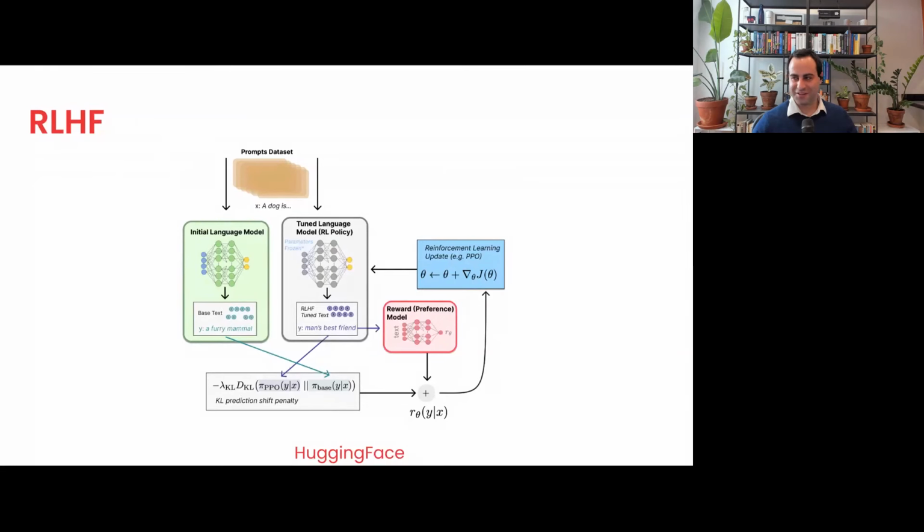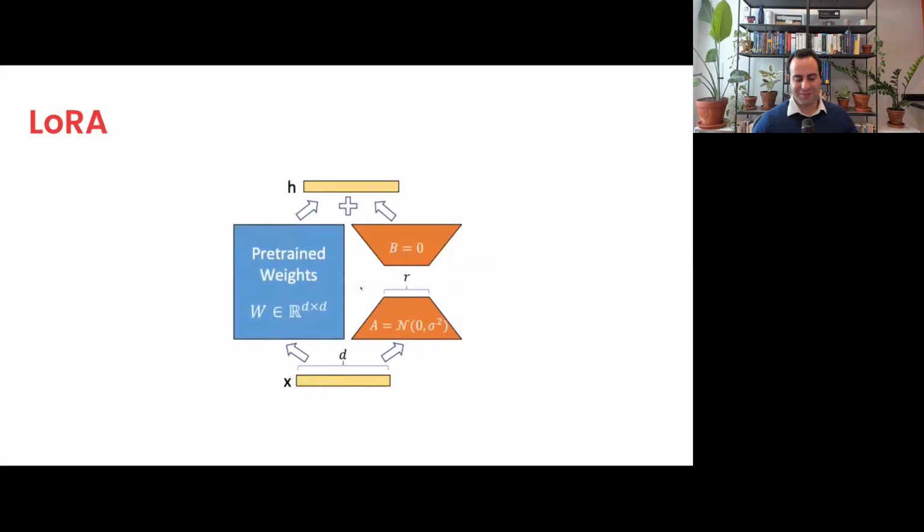So, that's the RLHF process. And the idea with RLHF is that you're trying to get the model to align better with human preferences. When people talk about alignment, this is often the technique that they're looking to use.